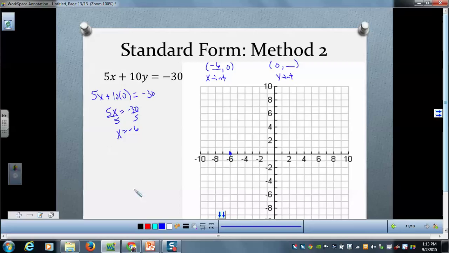For our y-intercept, I'm going to plug 0 in for x. This is 0, so I'm left with 10y equals negative 30. Divide by 10, so y equals negative 3. That means that's our y-intercept right there. And then if I draw our line, this is what we get.